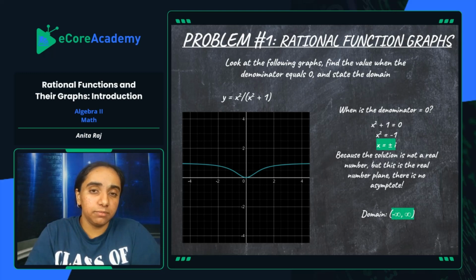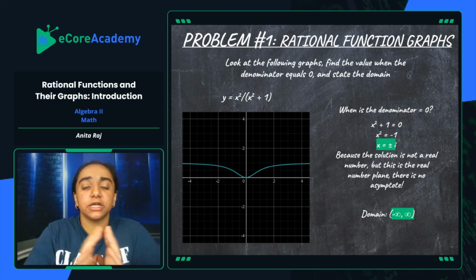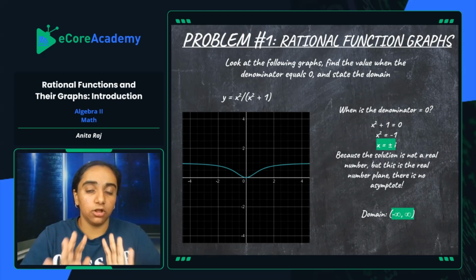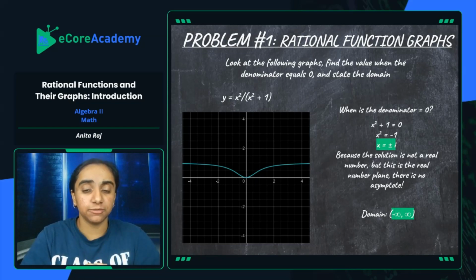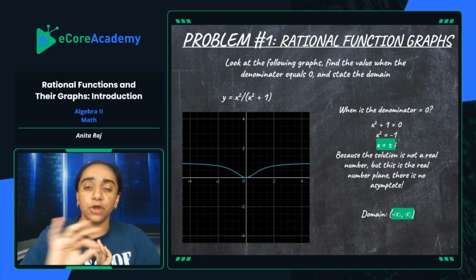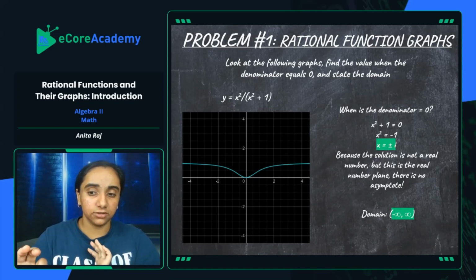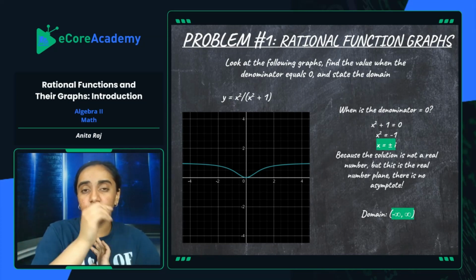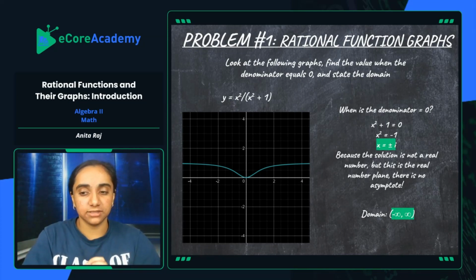And then our domain, because there is no asymptote, because there is no break, no disruption at all. Think of it like that. There's no disruption in this graph. It's continuous, not breaking. All the points are connected to each other. So the domain is going to continue from negative infinity all the way to positive infinity.